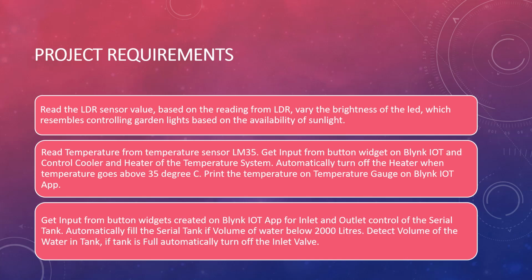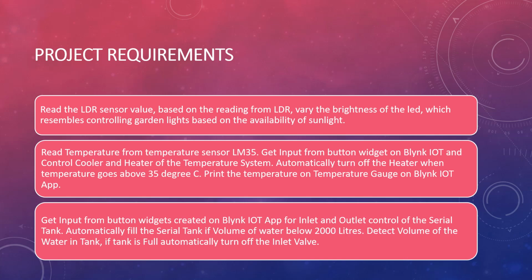Then we will do the water tank management, controlling the inflow and outflow of water in a serial tank to maintain optimal water levels. The components which are used are the inlet and outlet valves, controlling the water flow. The water level sensor measures the volume of water in the tank. Then the Blink IoT app will provide control buttons for valve management for inlet and outlet, which is done by the button widget. It uses the button widget in the Blink app to control the inlet and outlet valves.